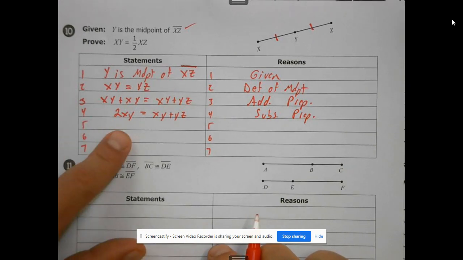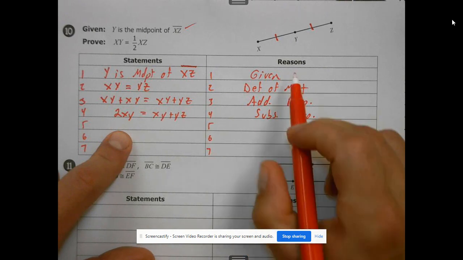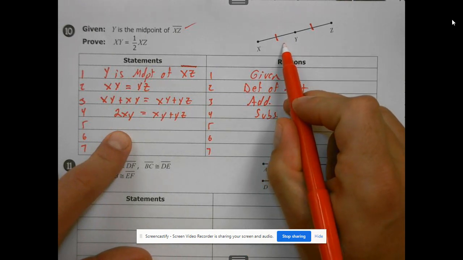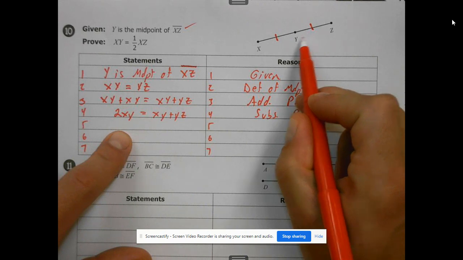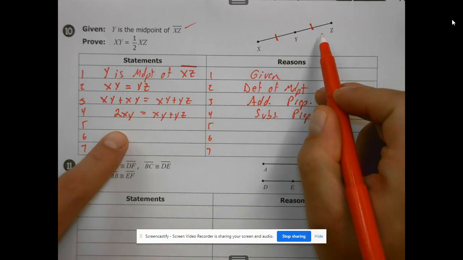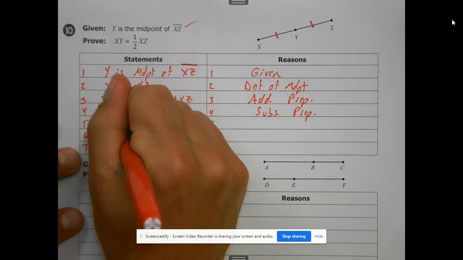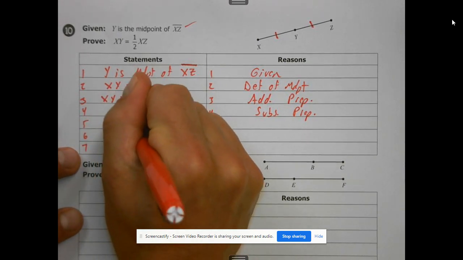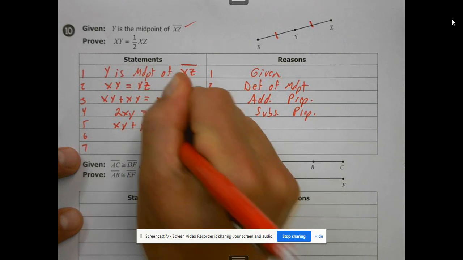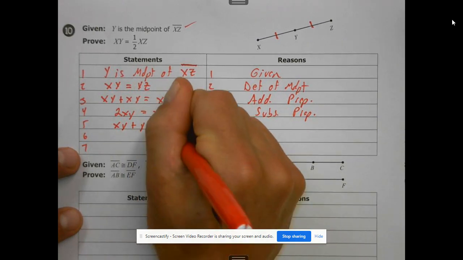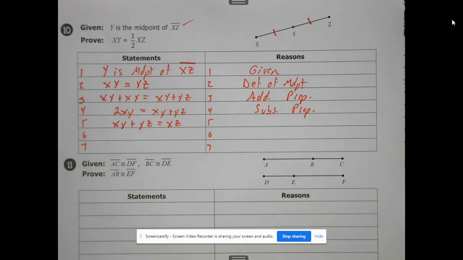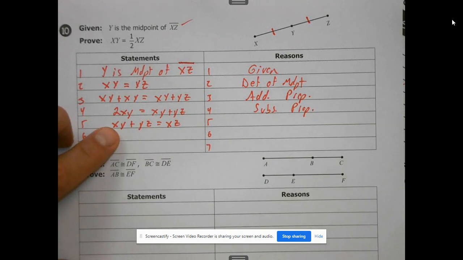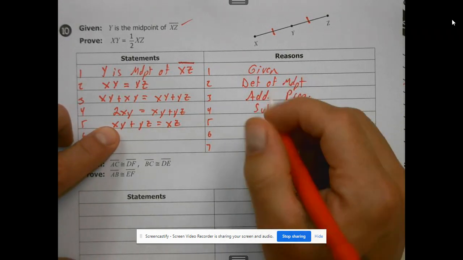Number 5, if I take XY plus YZ, that is going to give me the whole piece, X to Z. So if I take XY plus YZ, that'll give me the whole piece, XZ. All right, here comes the sneaky one. And we call that segment addition postulate.